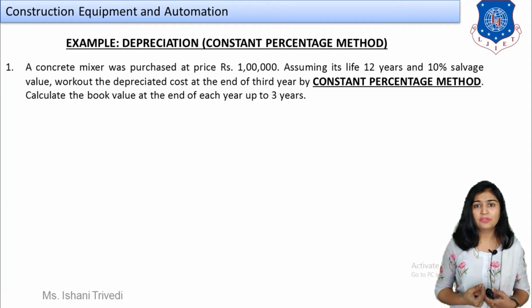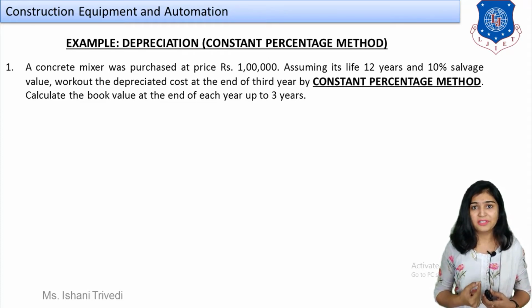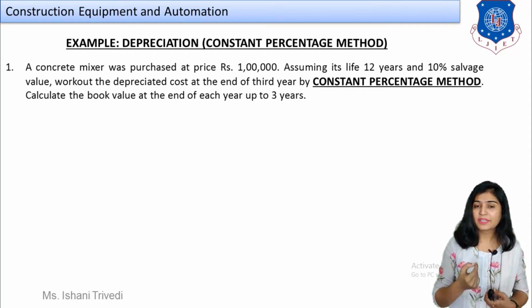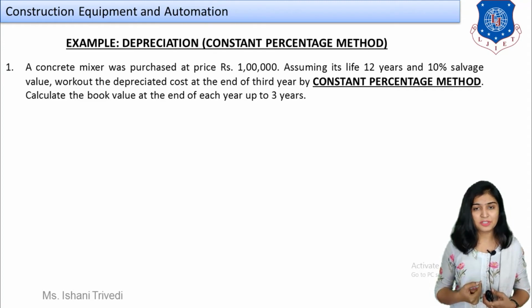So first of all, write down we have the total cost, that is 1 lakh rupees. So capital C equal to 1 lakh. Then we have small n, that is equal to 12 years. Then it says work out the depreciated cost at the end of the third year. Now see students, this example is the same as the previous one, but here we are going to calculate with the second method which we discussed right now. So we want the depreciated cost or the value at the end of the third year. We don't want to go up to 12 years, we want the third year by the constant percentage method. It also says calculate the book value at the end of each year up to 3 years.